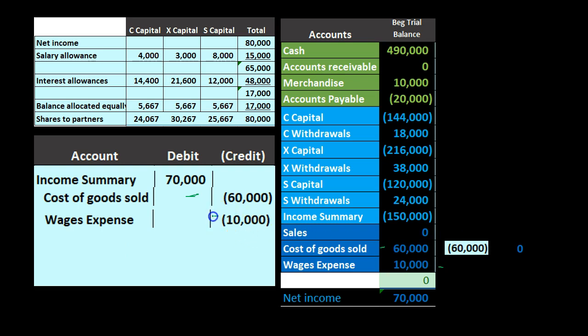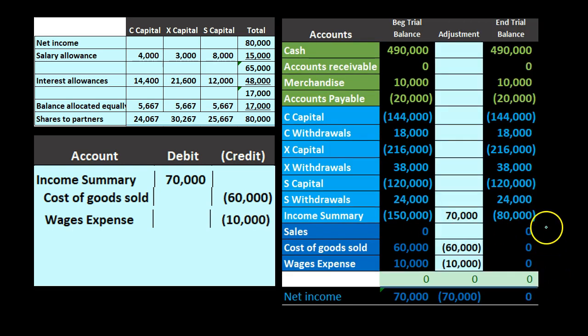This is a debit. This is a credit, taking it to 0. Then we're going to post this 10. This is a debit. This is a credit, taking it down to 0. And then we'll post the income summary. We have a credit of 150,000. We're going to debit it, leaving us with 80,000. So what we've done now is move the net income from the income statement accounts to this new holding account, this account called income summary.